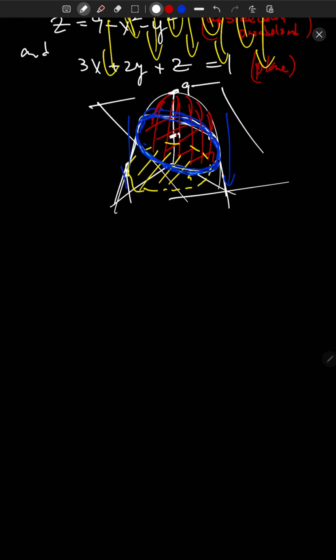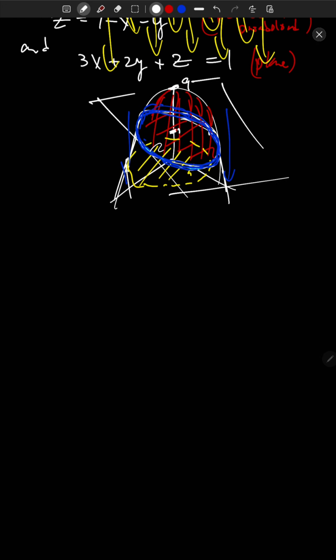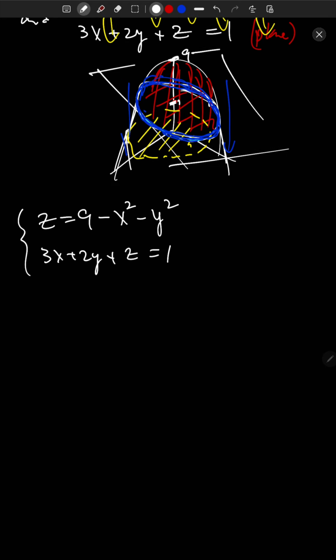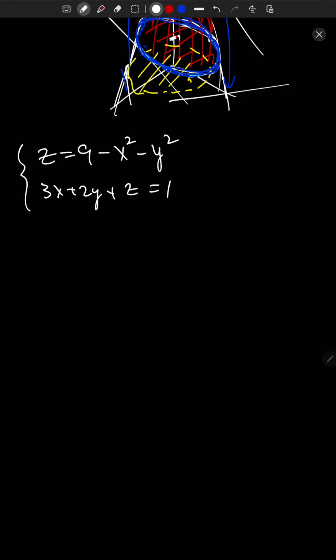Okay, so we've concluded that we want to figure out what that blue intersection is, and that's what it is. It's the intersection of the plane with the paraboloid. And so if it's the intersection, that means it's going to be given by z equals 9 minus x squared minus y squared and 3x plus 2y plus z equals 1 simultaneously, right? And so we can solve this for this blue curve.